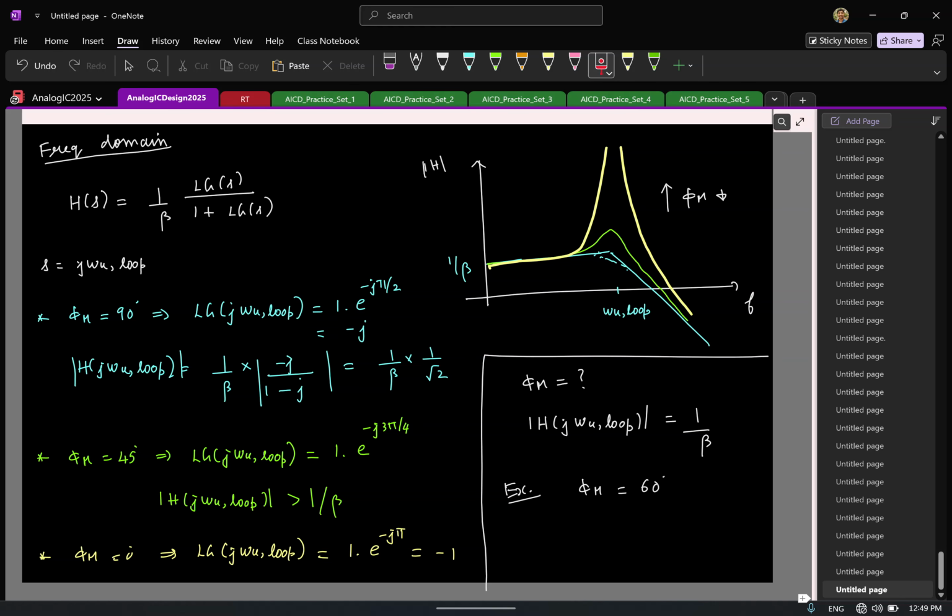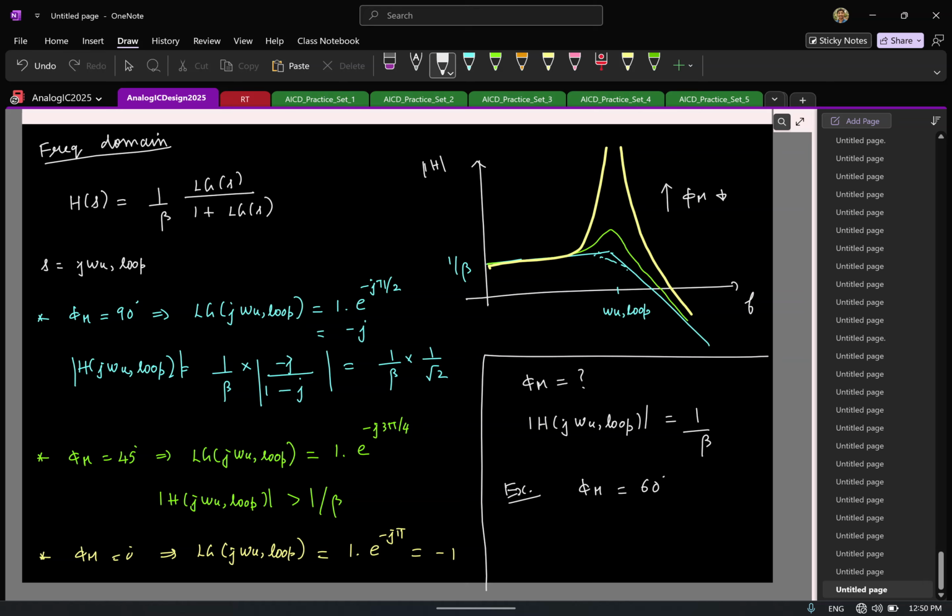Similarly, if I try to sketch the closed loop magnitude response, it turns out if I reduce the phase margin, you see more and more peaking in the closed loop response. So we can choose a particular phase margin where the peaking is not there, and that corresponds to 60 degrees phase margin. Okay. So now at least we know some things about stability.